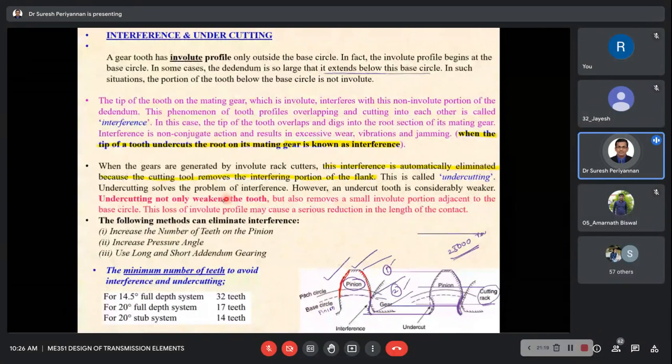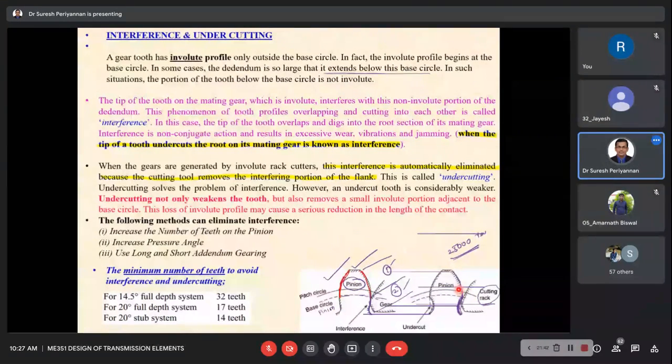Okay. Now, due to undercut, it weakens the tooth, but also removes the involute portion adjacent to the base circle. I mean, this loss of involute profile may cause a serious problem, and also a reduction of the length of contact. How can I remedy this?